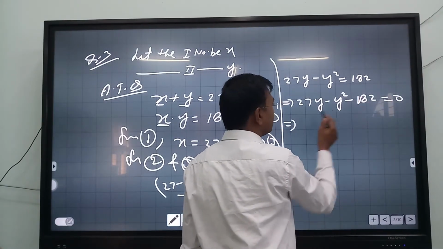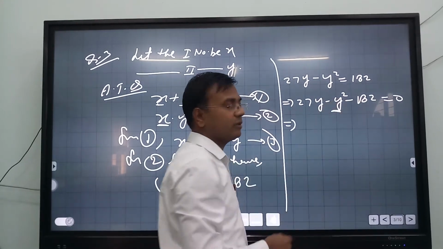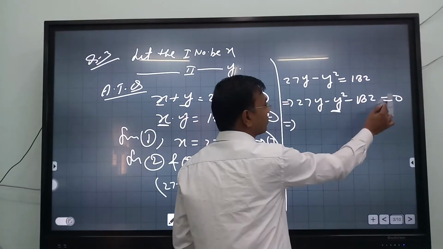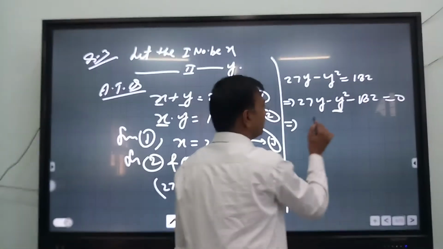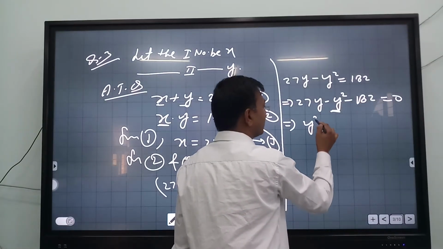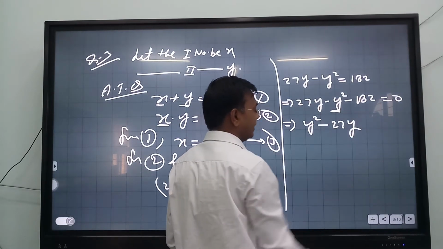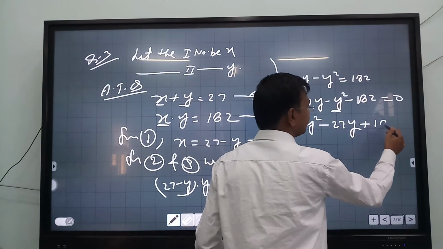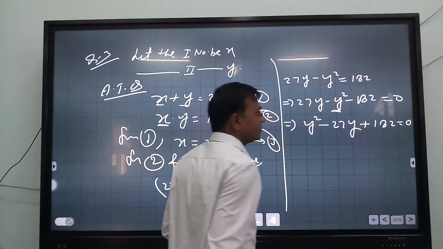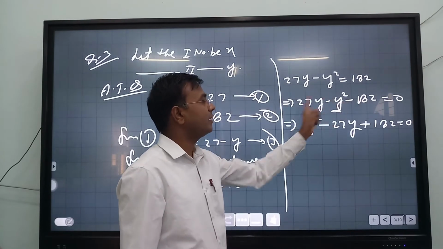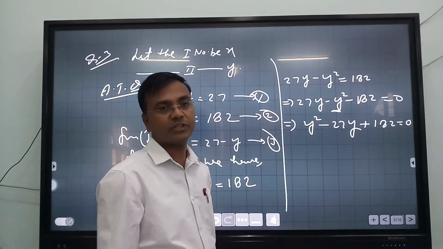y square minus 27y plus 182 equals 0. Now make sure the coefficient of y square should always be positive for easier calculation. So multiplying throughout the equation by minus 1, you'll get y square, and plus 27 becomes minus. How has this step come? Multiplying this equation by minus 1, so you will get this equation.